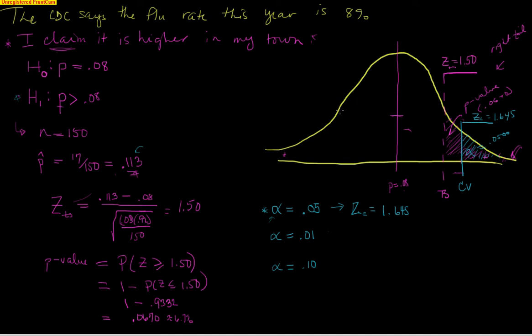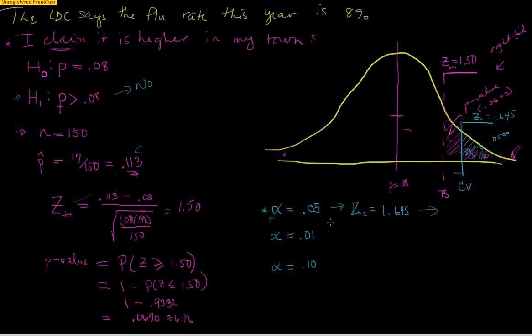This isn't so unusual. It could just be a fluke. I could have just picked a very high percentage. It's not high enough to feel certain that my town is overall higher than the national average. All right, so in other words, in this case, we cannot accept the claim. Is this claim true?